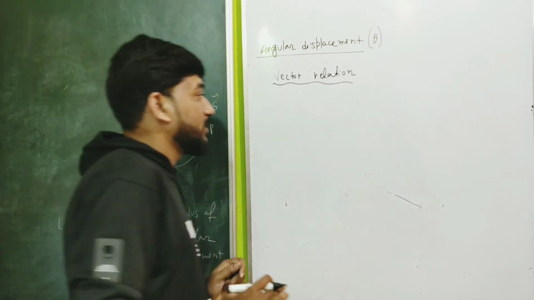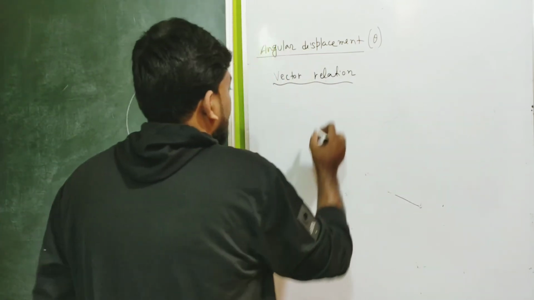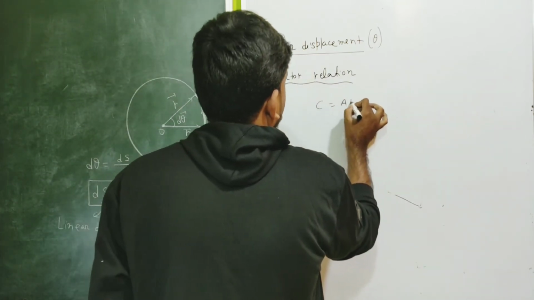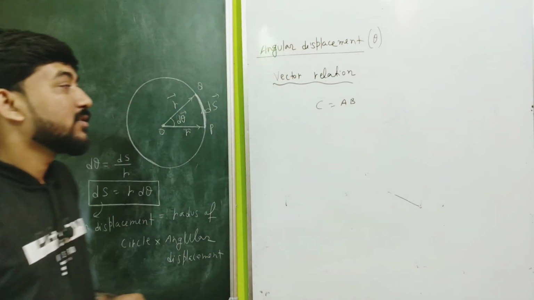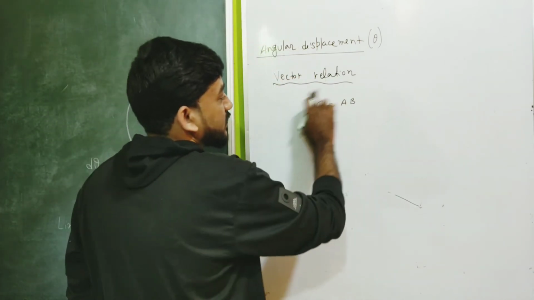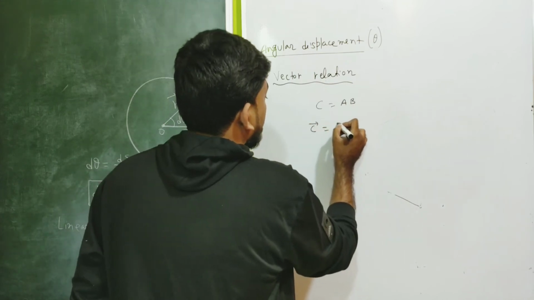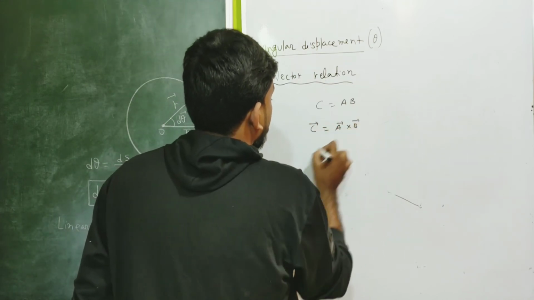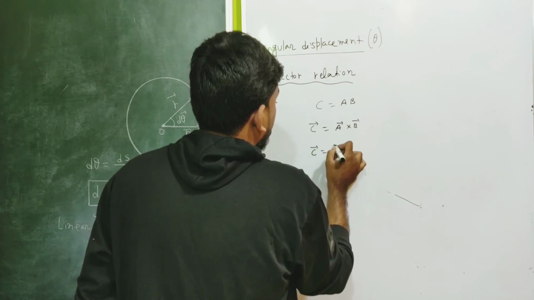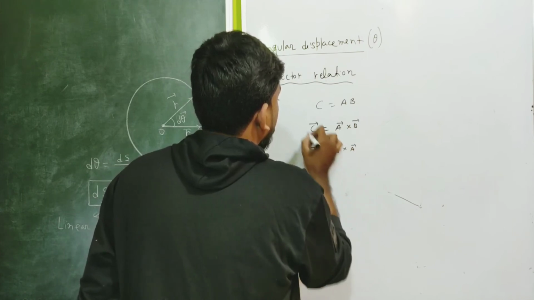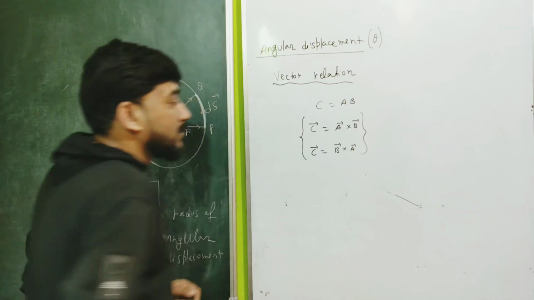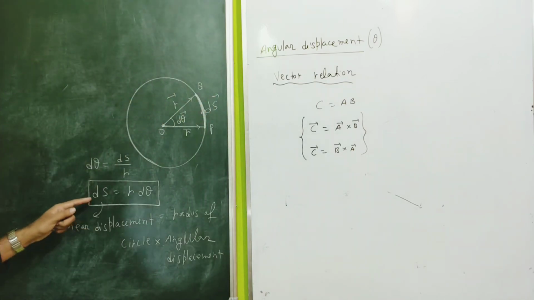Obviously two possible cases are there, because you know always if c is equal to a cross b, this is very interesting. If c is equal to a cross b, always two cases are possible. At least if these three are vector quantities, then obviously c can be written as a cross b, or c can be written as b cross a. These two possibilities are there. But which will be correct for this thing?